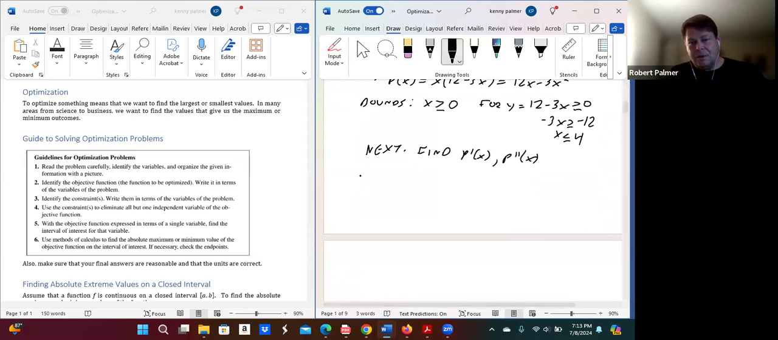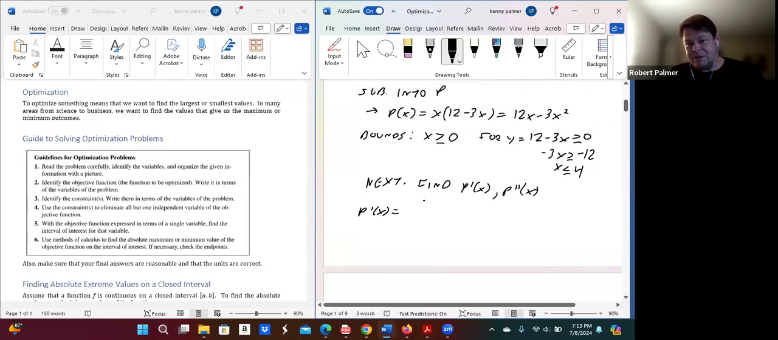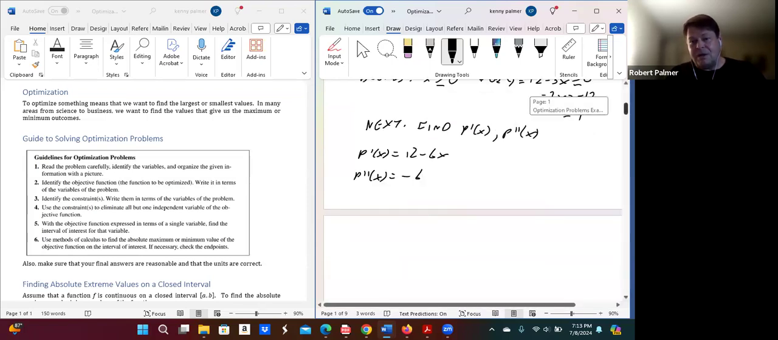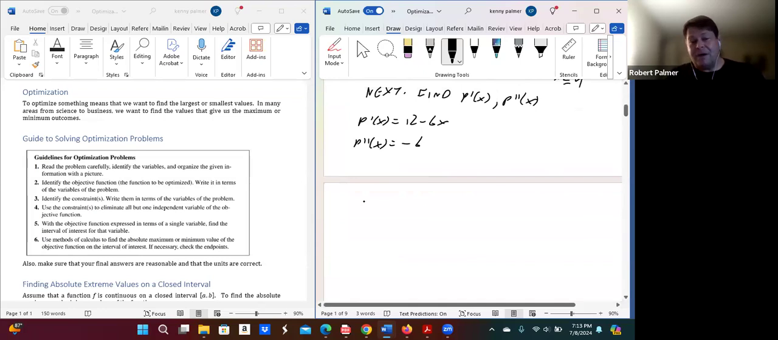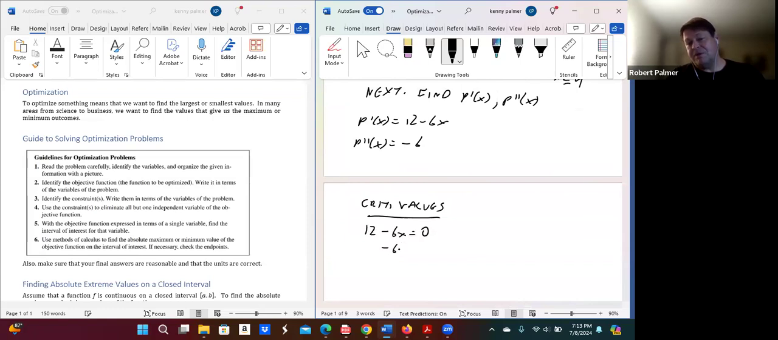The first derivative p prime of x is going to be, what I said, 12 minus 6x. And then p double prime of x, the second derivative, is just negative 6. Now let's go through the process. Let's find our critical values. Take our first derivative and set it equal to 0. 12 minus 6x is equal to 0. So negative 6x is equal to negative 12. x is equal to 2. In this case, only one critical value, 2.